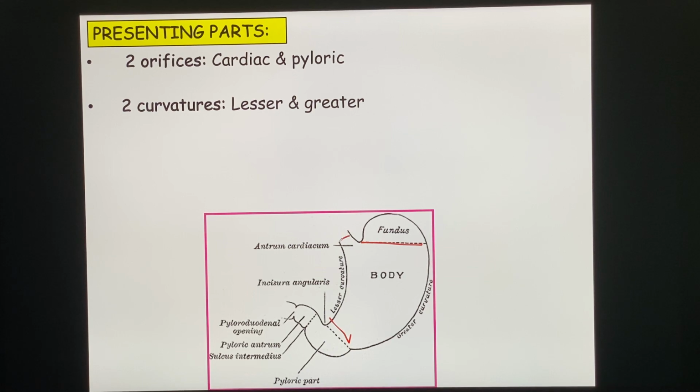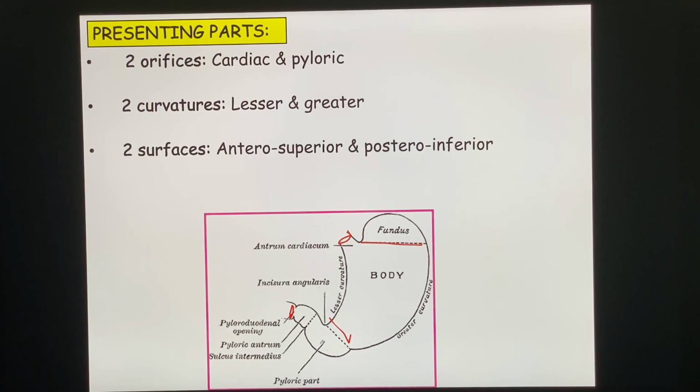The one which is close to the heart, we call it the cardiac orifice. The other one, which is close to the duodenum, we call the pyloric orifice, okay? And two curvatures: one which is like that, we call the lesser curvature, and the other one which is greater, we call the greater curvature.